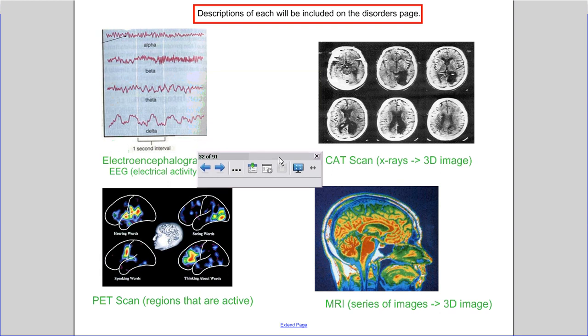Okay, down here on the right, an MRI can give you similar pictures to a CAT scan. MRI stands for magnetic resonance imaging.